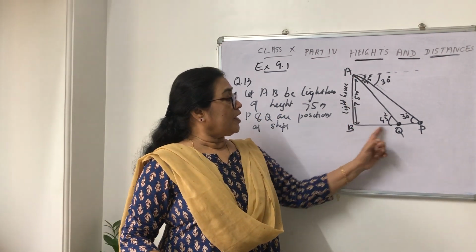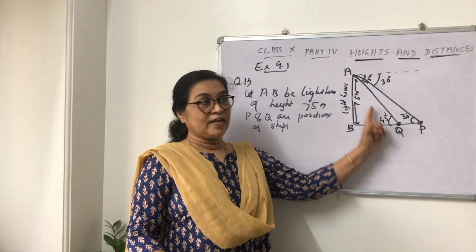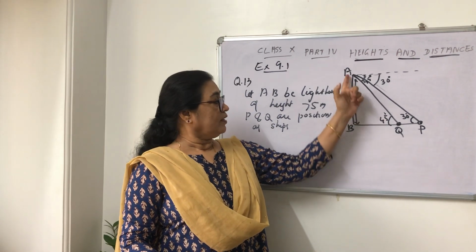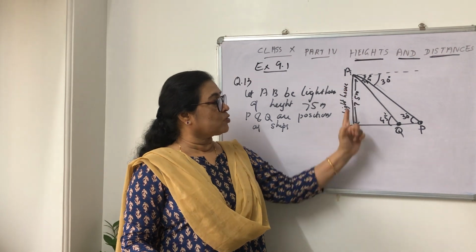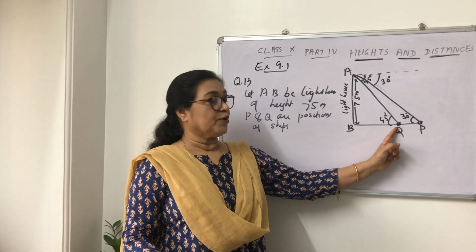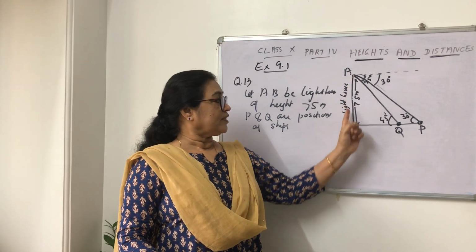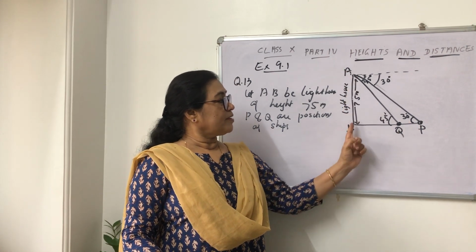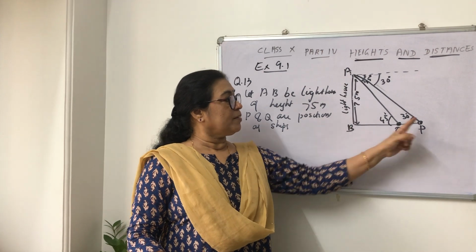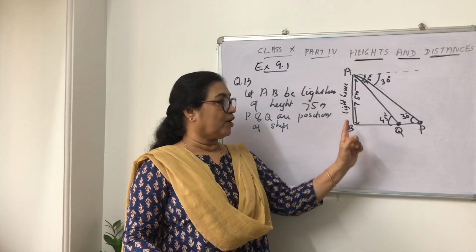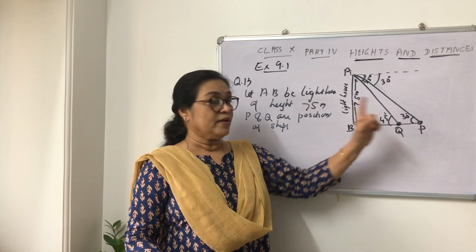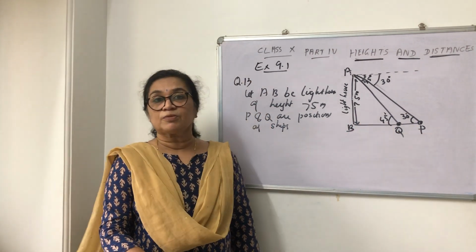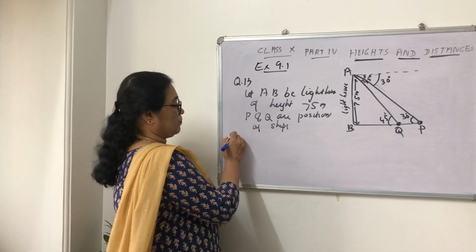Here you know ABQ is a right angle triangle. You can take tan 45 equals AB by BQ. AB is already there, then you can find out BQ. Then you can take another right angle triangle ABP. Tan 30 is AB by BP. AB is already given, so you can find out BP. This BP minus BQ is PQ. That is the distance between the two ships.